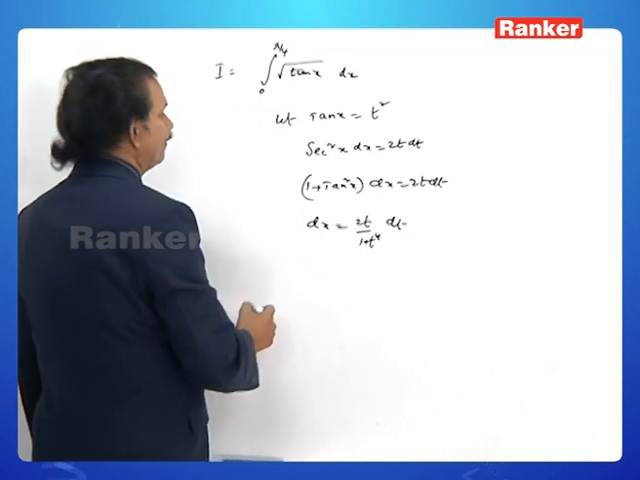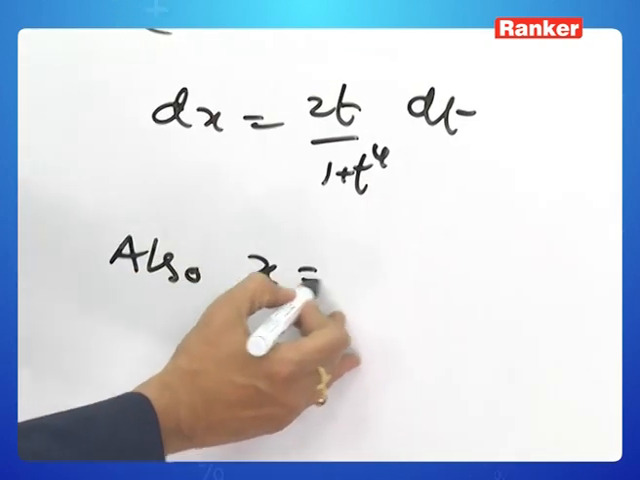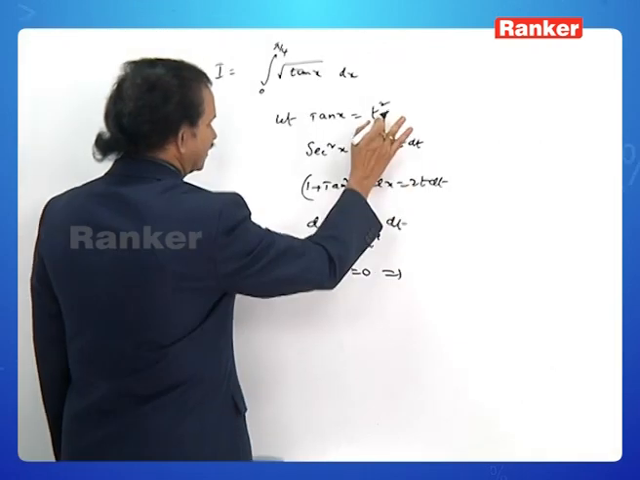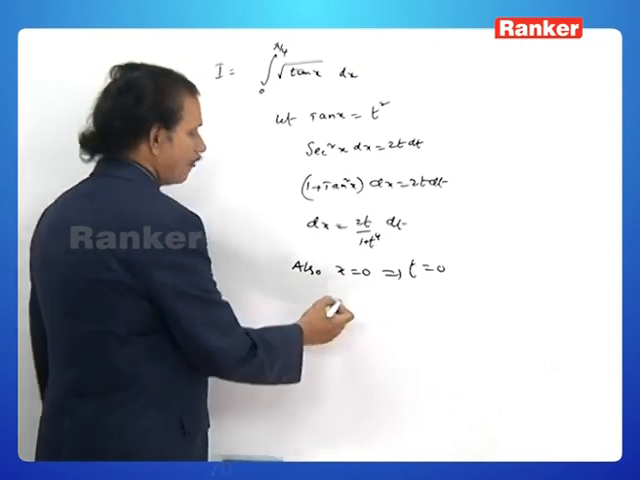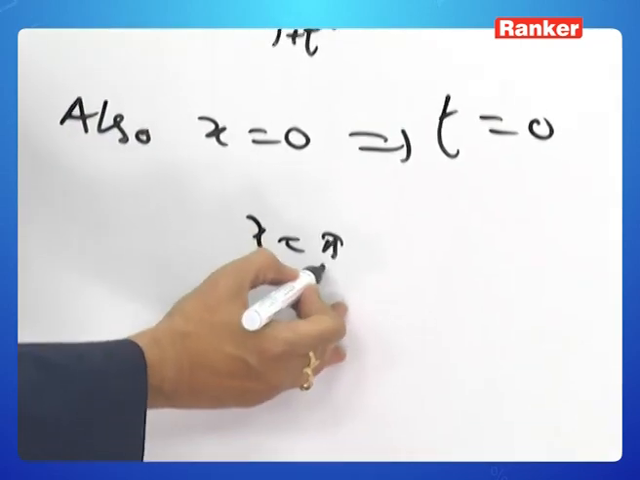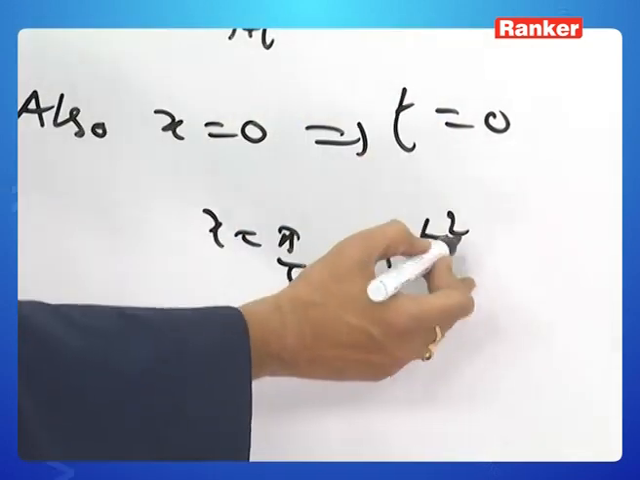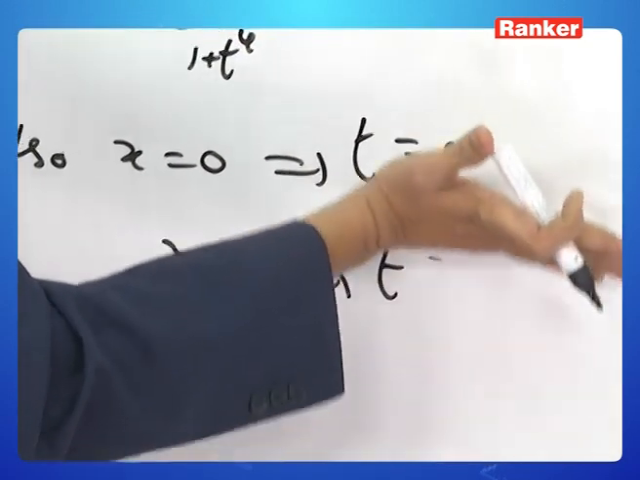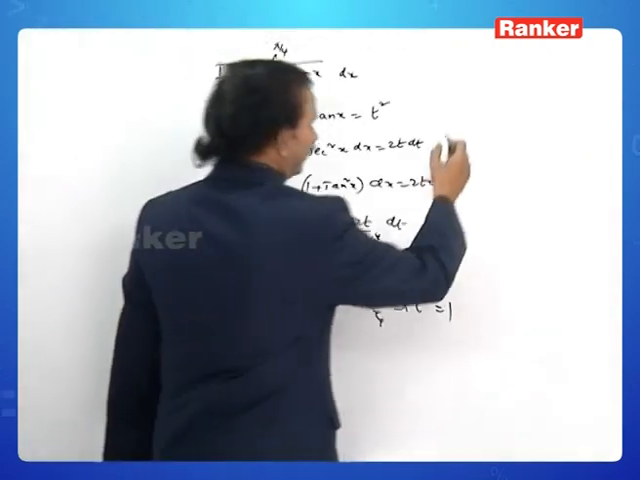Well and good. What about the limits? Also, x is equal to 0 implies t square is equal to 0, that is t is equal to 0. X is equal to pi by 4 implies t square is equal to tan pi by 4, which is 1, therefore t square is 1, hence t is also 1. Good.